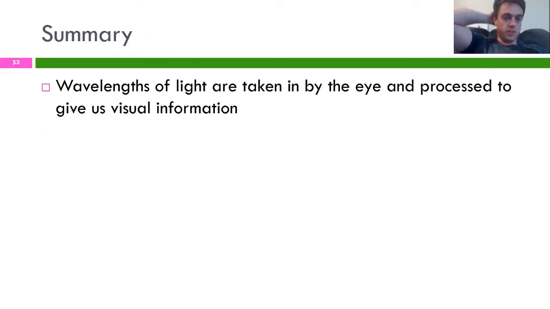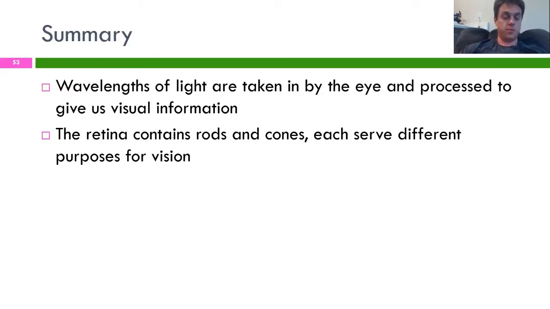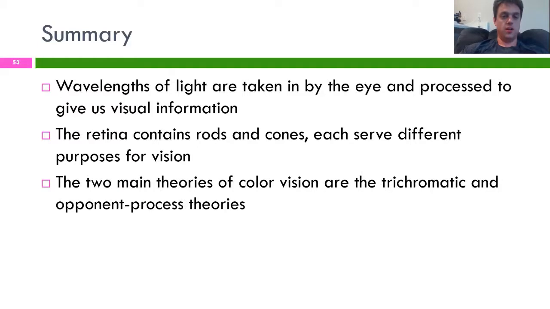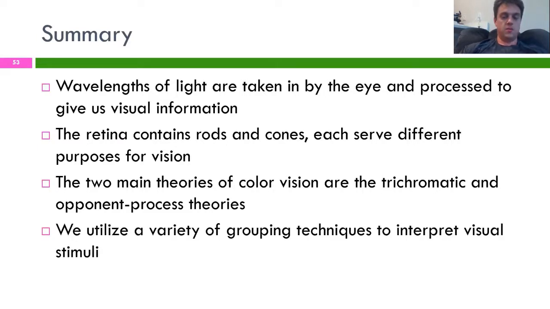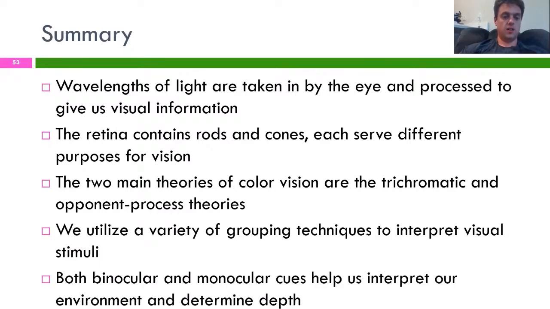Okay, so some summary points. Remember that wavelengths of light are taken in by the eye and proceed to give us visual information. Different properties of those wavelengths determine the color and the brightness. The retina contains rods and cones. Each serve different purposes for vision. The 2 main theories of color vision are the trichromatic and opponent process theories. Remember those. And remember, we utilize a variety of different grouping techniques to interpret visual stimuli. And remember, we use both binocular and monocular cues to help us interpret our environment and determine depth.